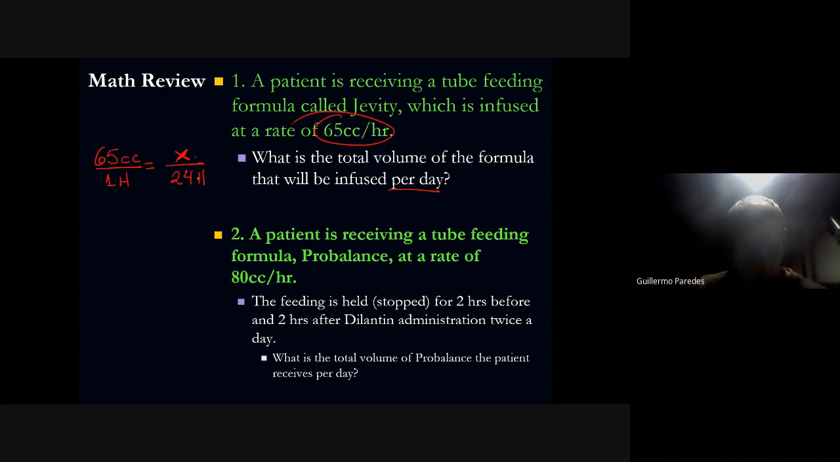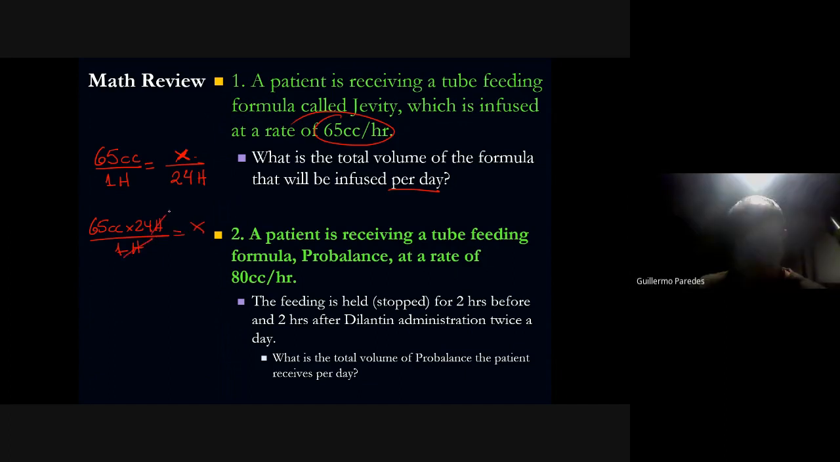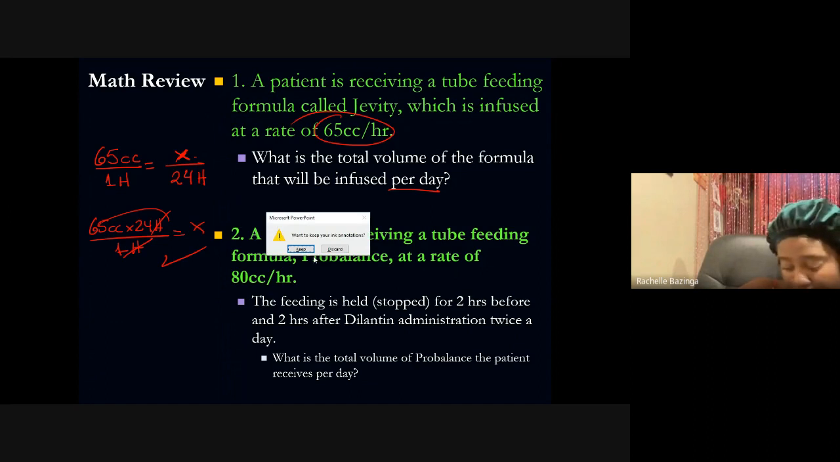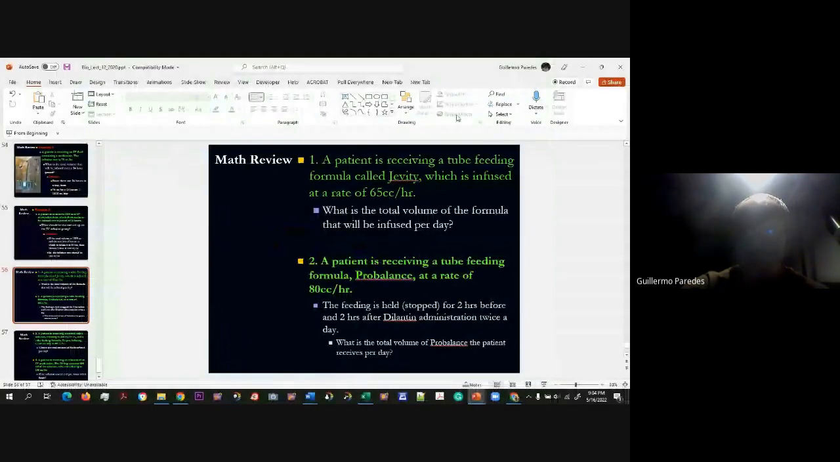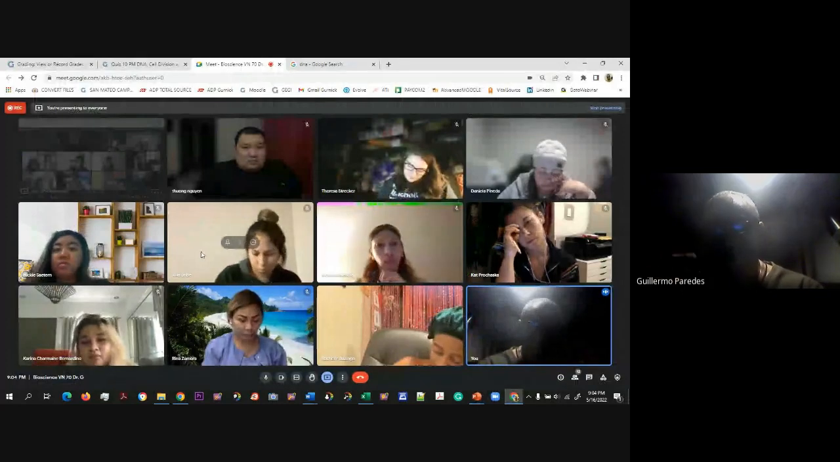24 hours, yeah. And now what is it going to do? 65 cc times 24 hours divided by 1 hour. 1 hour and 1 hour, goodbye. And you multiply this, and that is your answer. Easy or not? Yes. So see, I didn't even write down the answer, because what I want from this is for you to learn the process.